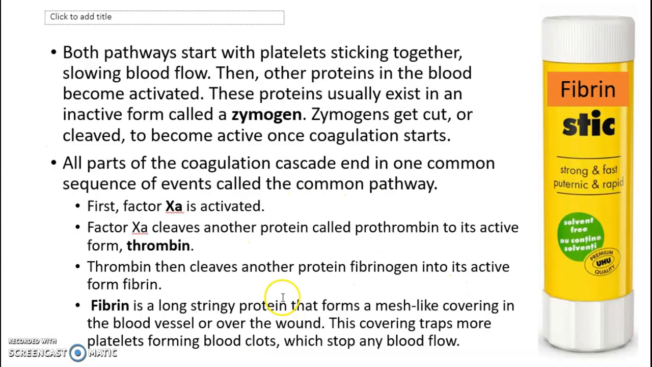So fibrin is a long, stringy protein that forms a mesh-like covering in the blood vessel or over the wound. And this covering will trap more platelets, forming blood clots, which will function to stop any blood flow. So we can remember fibrin as functioning like a glue. It glues the platelets together.